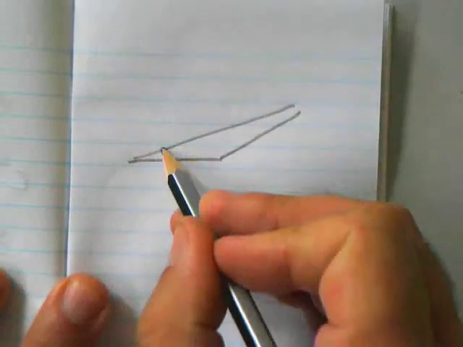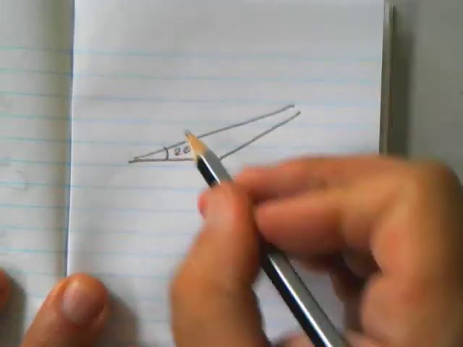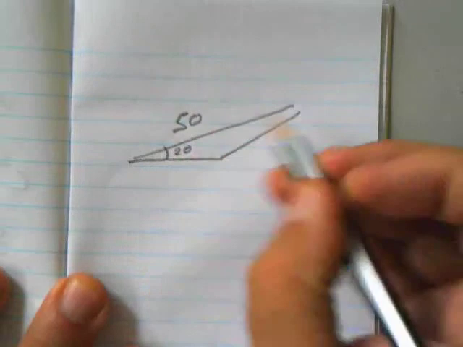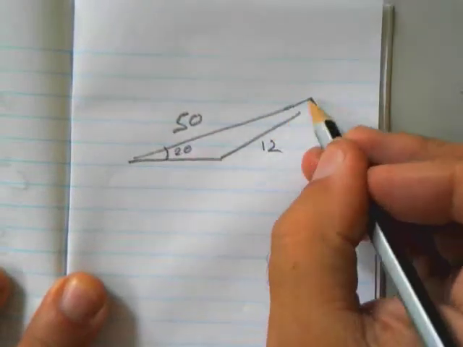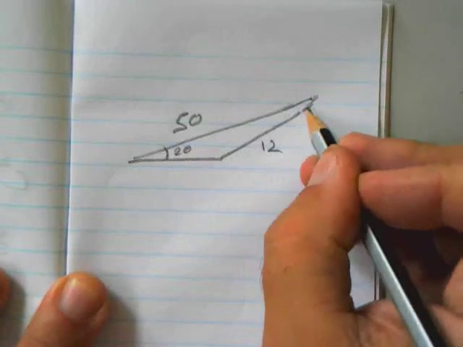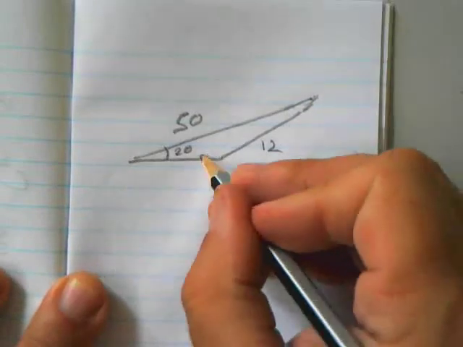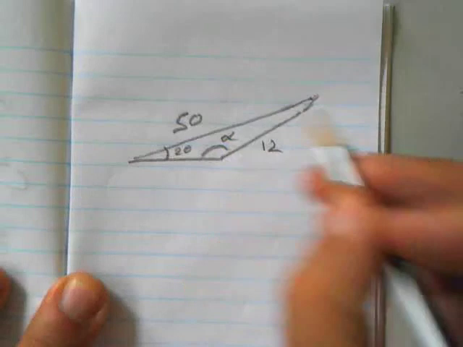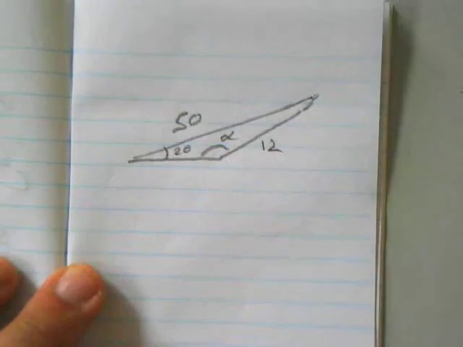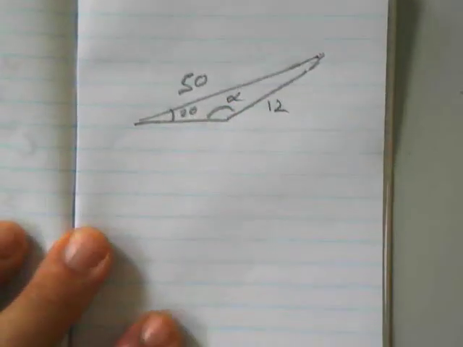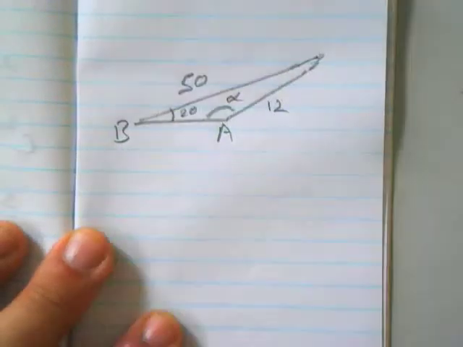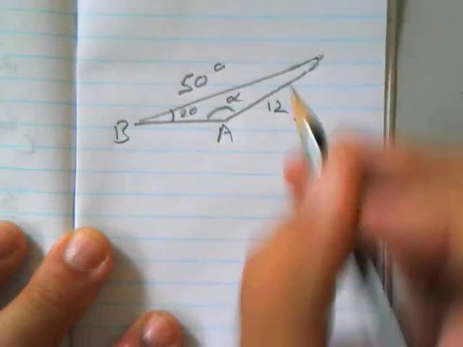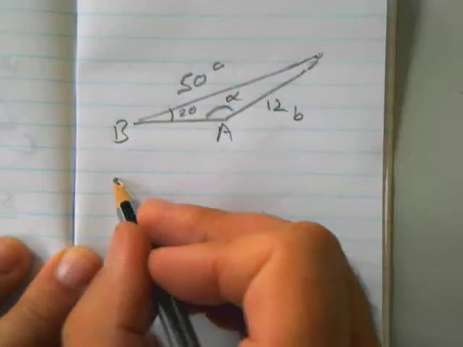This angle here is 20. This side here is 50. This side here is 12. Sorry, the big one is 50. And I want to know this angle, which I'm going to call alpha. So, exactly the same as we did before. Let's call this one A and this one B this time. So that's little b, that's little a. All we're going to do is exactly the same as before.